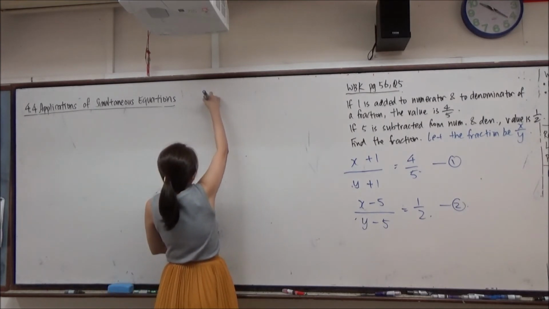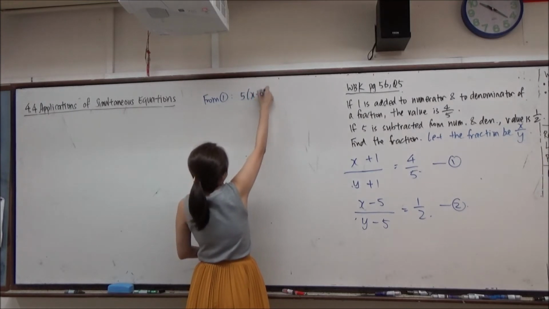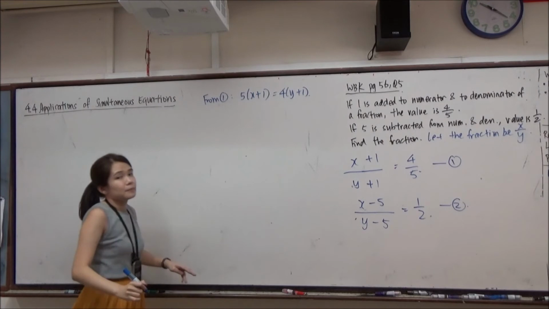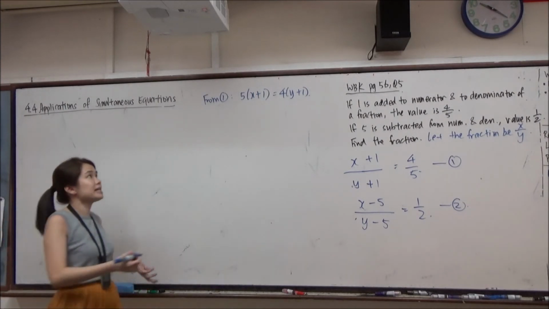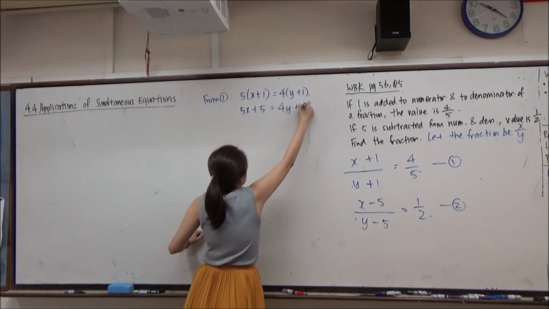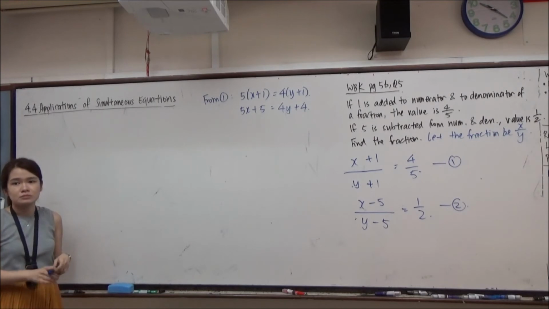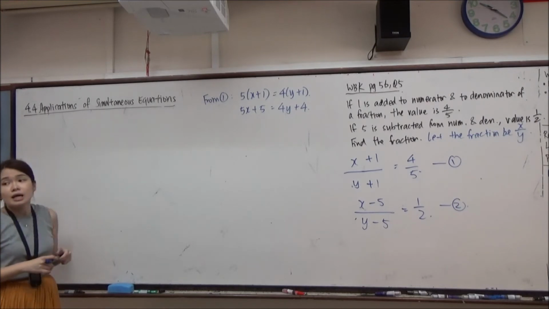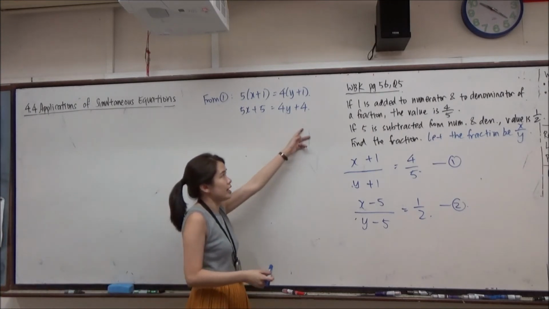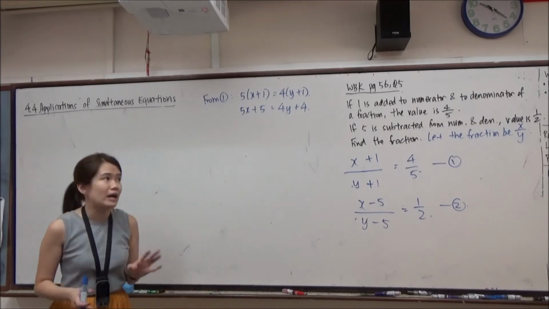So from equation 1, cross multiply, I will have 5 times x plus 1 equals to 4 times y plus 1. And then we expand it to get rid of the brackets, and we have this. It's up to your choice whether you want to leave this in this format and label it as equation 3, or you want to rearrange slightly to what you prefer.